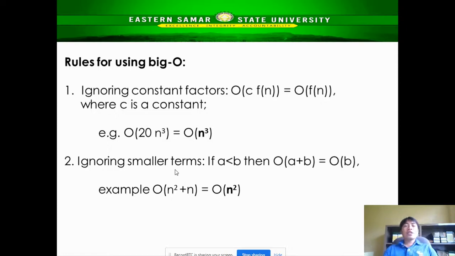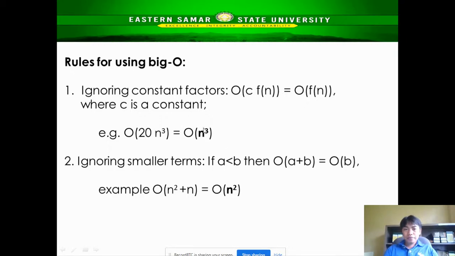So we'll be discussing the rules for using big O notation. Number one is ignoring constants. For example, this function, 20n cubed. Rule number one is ignore constant factors. That constant is 20, so eliminate it. So the complexity of this is big O of n cubed.